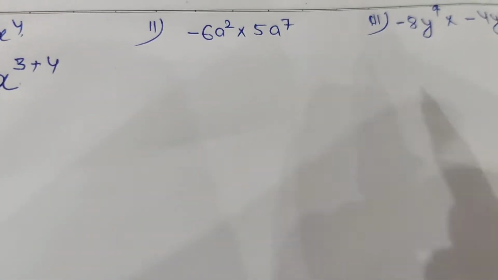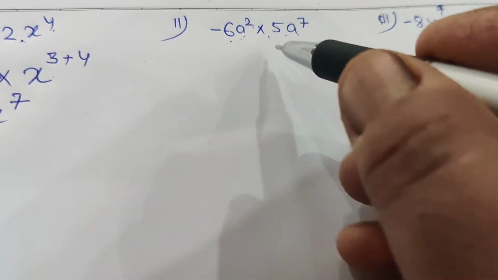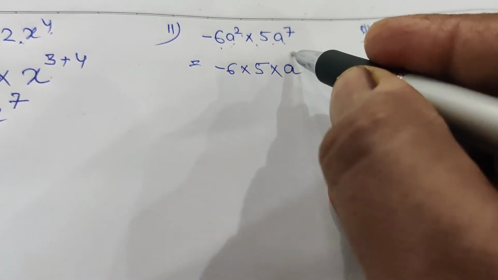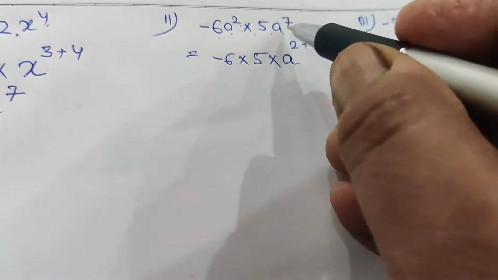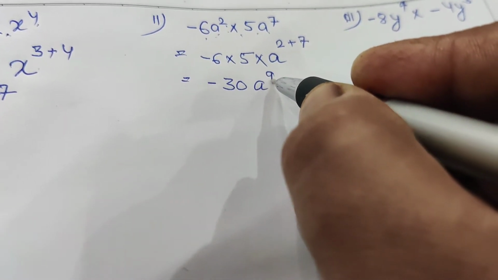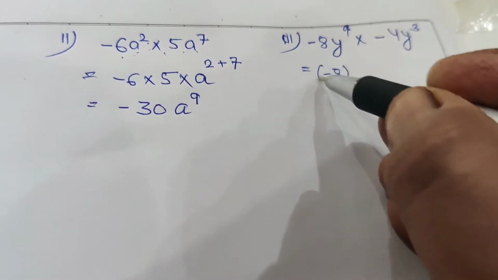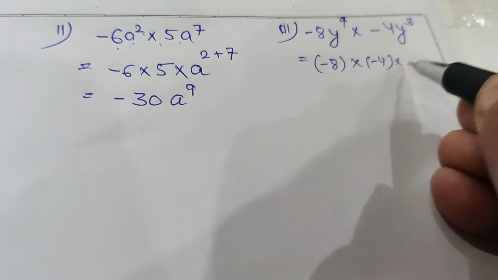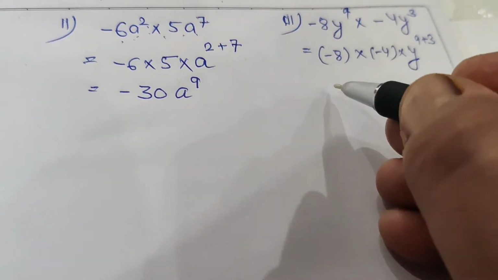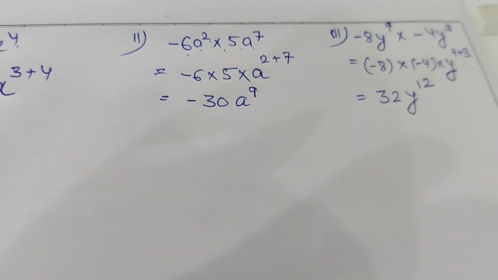Next, minus 6a square into 5a raised to power 7. The product will be minus 6 into 5 into a raised to power 2 plus 7. Just add the powers of the variable: minus 30a raised to power 9. And the third one, same: minus 8 into minus 4, and this is the base, so add the powers 9 plus 3. 8 4s are 32, y raised to power 12. This is question number 1.